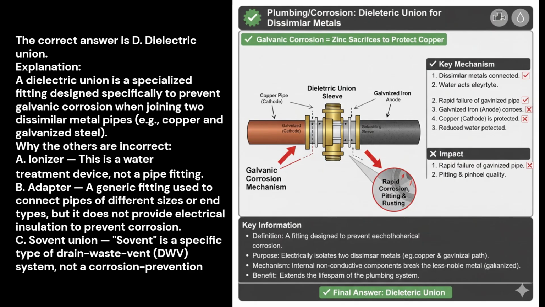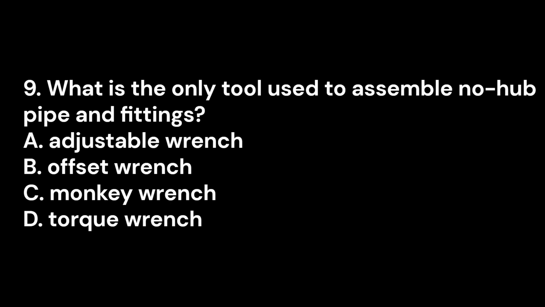A. Ionizer, this is a water treatment device, not a pipe fitting. B. Adapter, a generic fitting used to connect pipes of different sizes or end types, but it does not provide electrical insulation to prevent corrosion. C. Solvent union, solvent is a specific type of drain waste vent, DWV, system, not a corrosion prevention fitting for water supply lines.